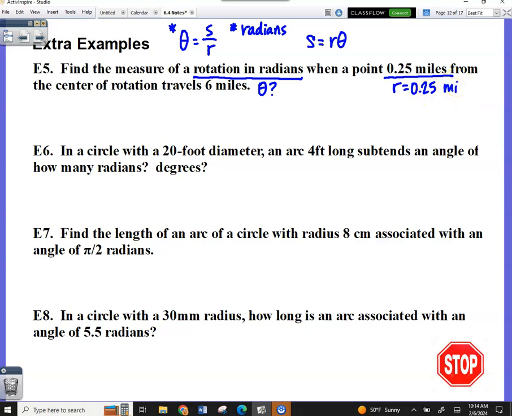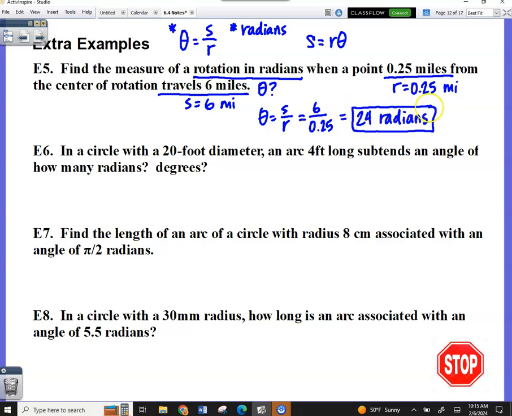And then it says center of rotation travels 6 miles. Travel 6 miles is your S, and it's also in miles, thank goodness. So since I'm looking for theta, I'm going to use theta equals S over R. S is 6, R is 0.25. And theta is a unit of measurement referring to angle rotation.